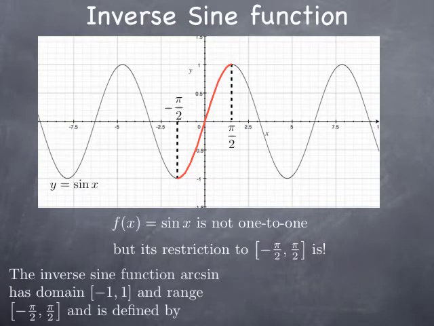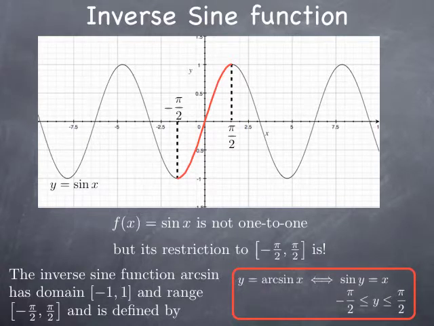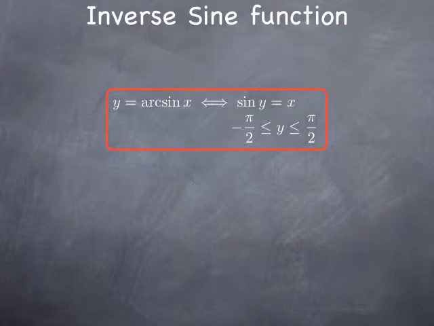So, the inverse sine function that we will call arcsine has as domain the range of the sine function, in other words, the interval from -1 to 1, and as range the domain of our restriction, in other words, -π/2 to π/2, and it's defined the way an inverse function is defined. In other words, y is arcsine of x if sine of y is x, and y is between these two values, -π/2 and π/2. So this is a definition.